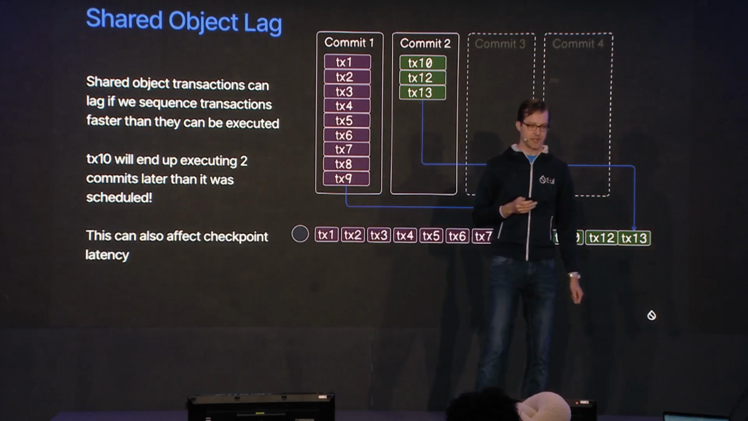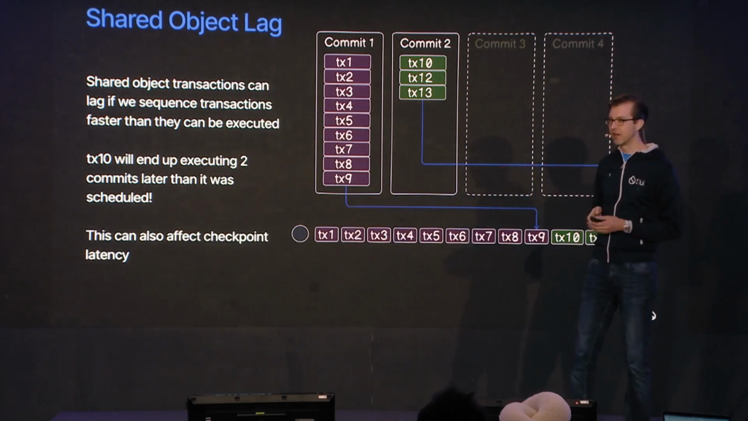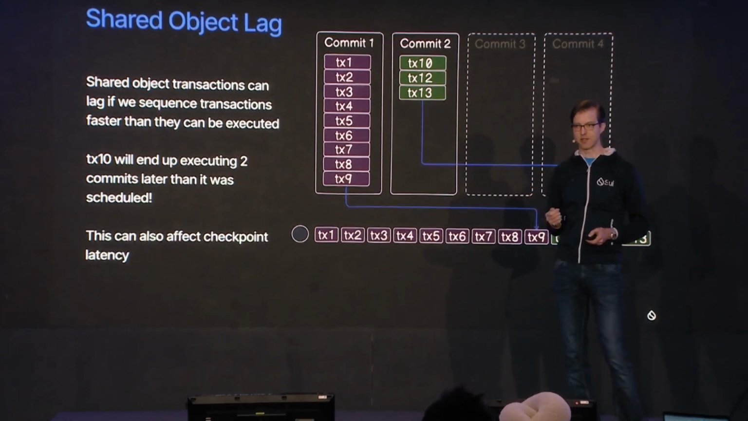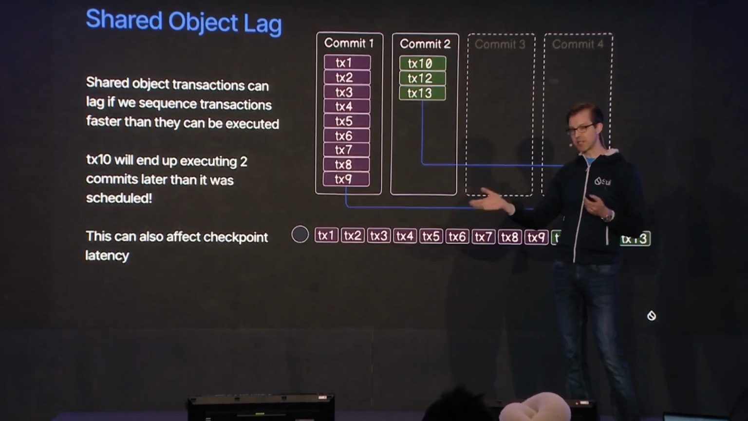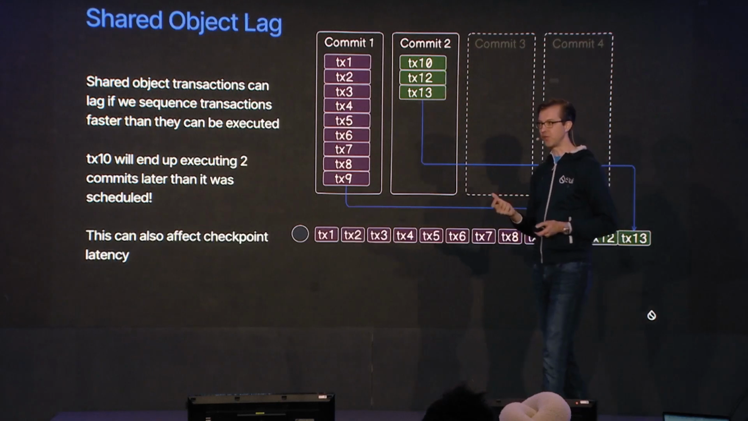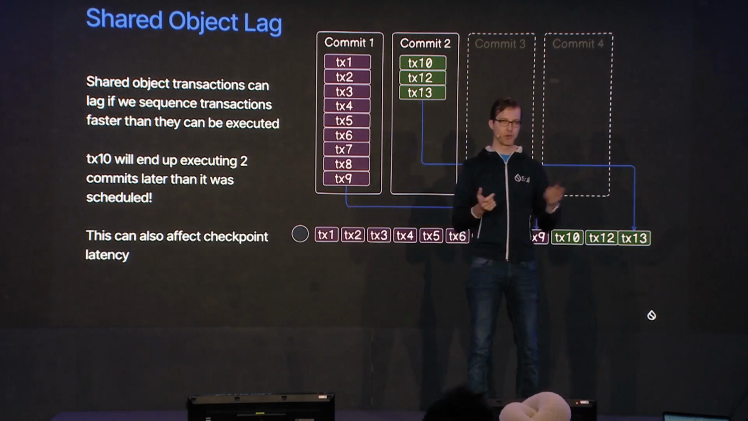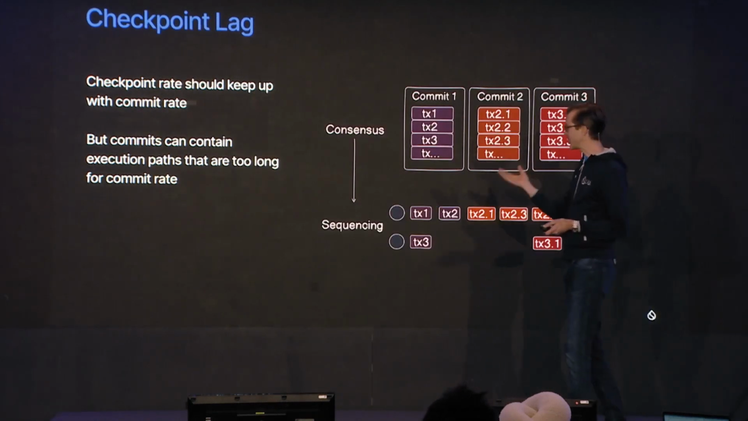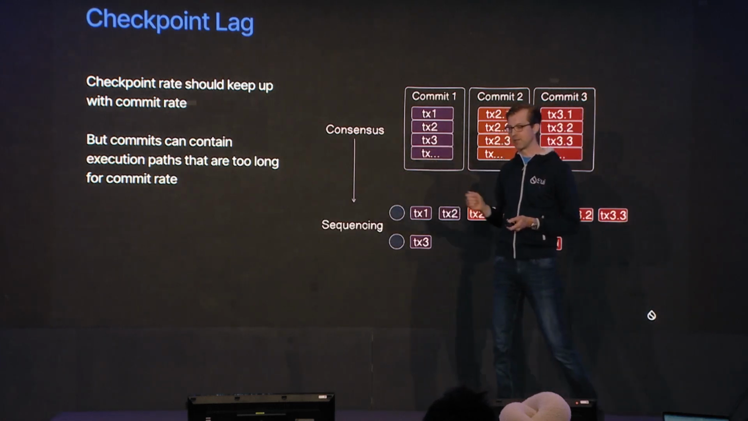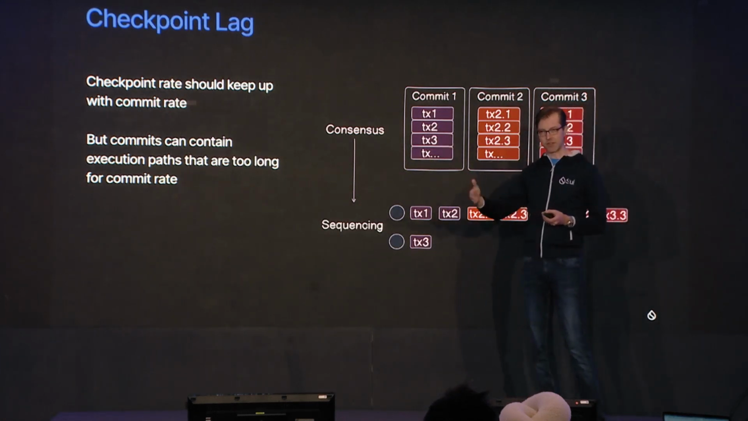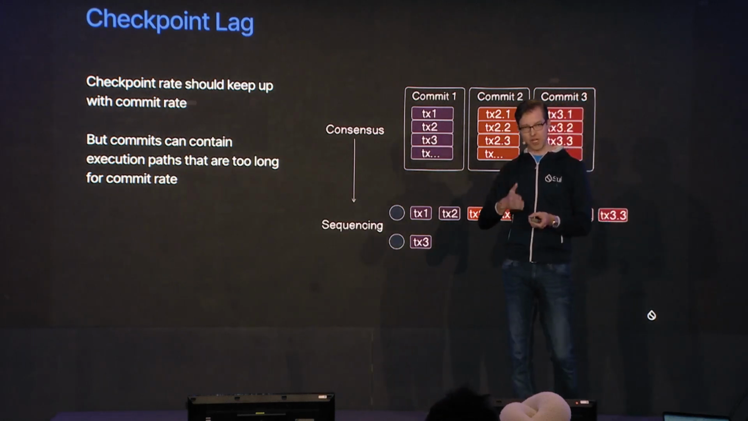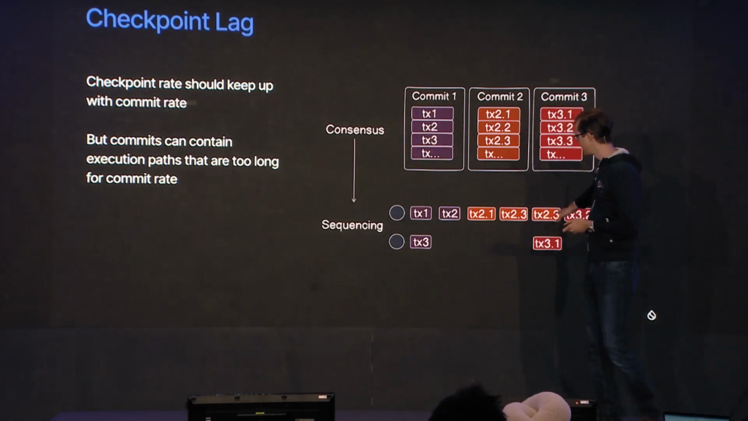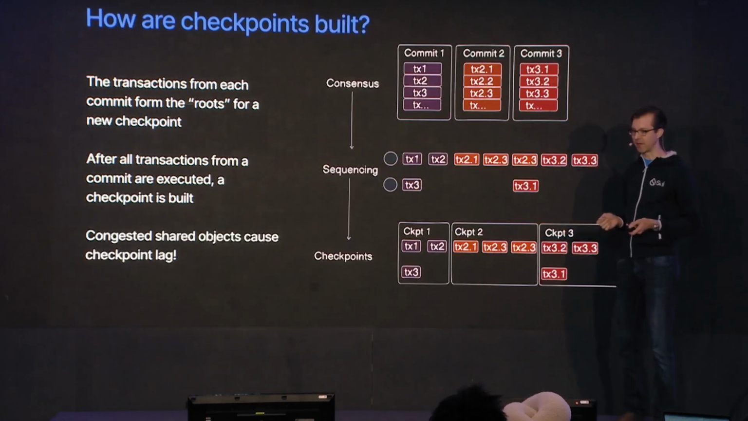And this also affects checkpoint latency. Why does checkpoint latency matter? If you're building a DApp, you're generally going to be using a full node or indexer as the source of data for your app. And as checkpoints start to lag, it just means that the data you have available is farther and farther out of date with respect to what the validators actually know. We want checkpoint rate to keep up with the commit rate. Right now, commits come out once every second. That's going to get faster. And so we want checkpoints to come out once every second. We want them to be executable within a second. And if we let these congestion events pile up, that's going to interfere with that.